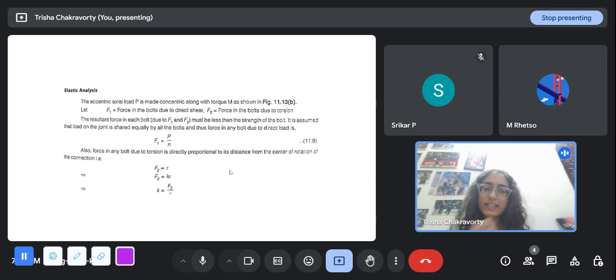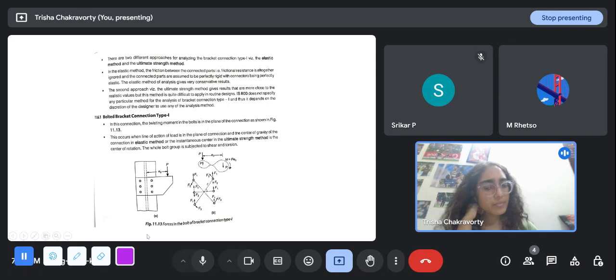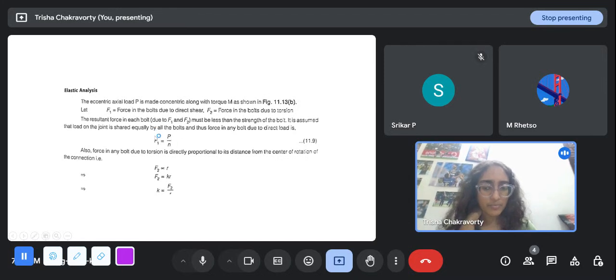P is the total shear that has to be taken by the bolts, and N is the number of bolts. Here there are six, so you just divide the total force applied by the number of bolts. You get the shear force in each bolt.